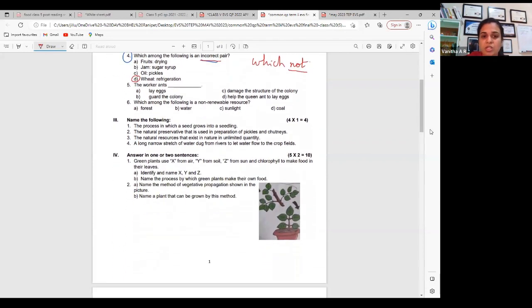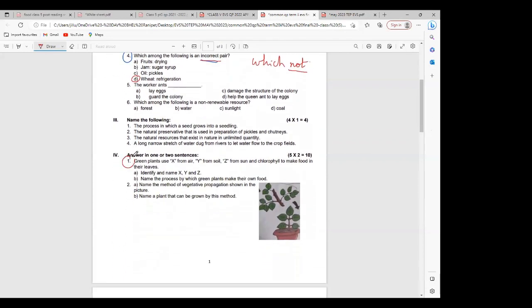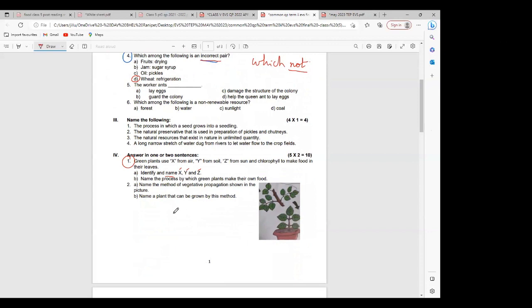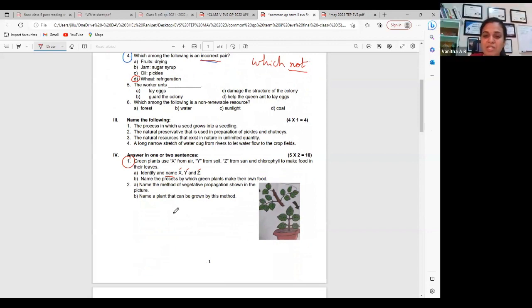Now I have this question here. Green plants use X from air, Y from soil, Z from sun, and chlorophyll to make food in their leaves. Identify and name X, Y, and Z. Very easy. Nice question. In simple ways, I could have asked it like define photosynthesis, but I didn't want it to be like that. I want children to read, I want children to understand, and a little bit of thinking should go in there. So that's why it is made like that.